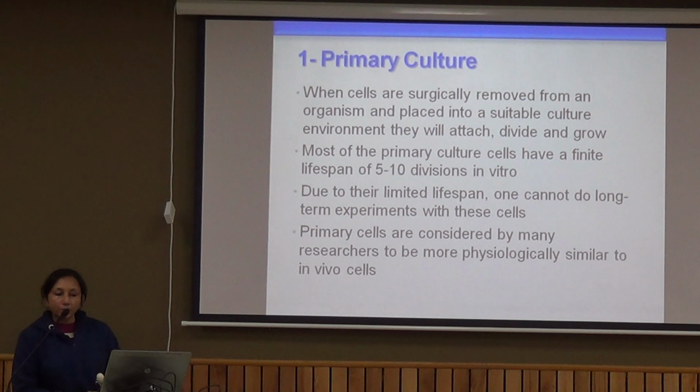Due to the limited lifespan, we cannot have long-term experiments on these cultures. Since they finish off after 5 to 10 divisions, they cannot be used for long-term studies. Now, primary cell cultures are considered by many researchers to be more physiologically similar to in vivo cells because they have not spent enough time in artificial condition. That is why they still resemble the original organ.